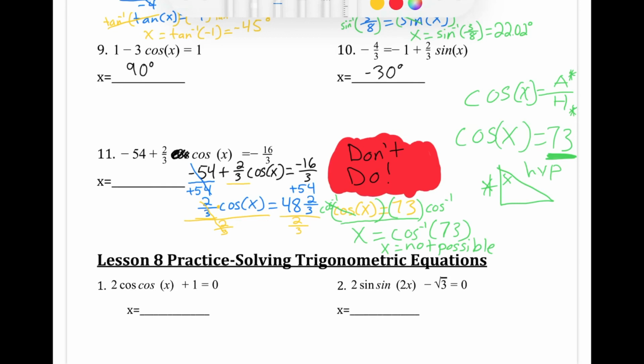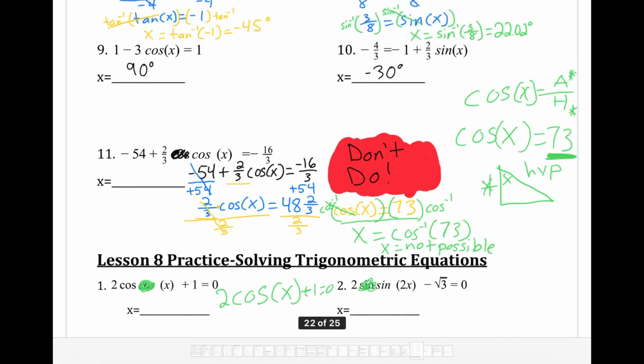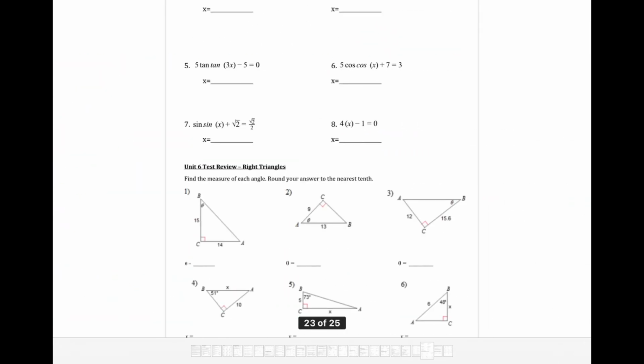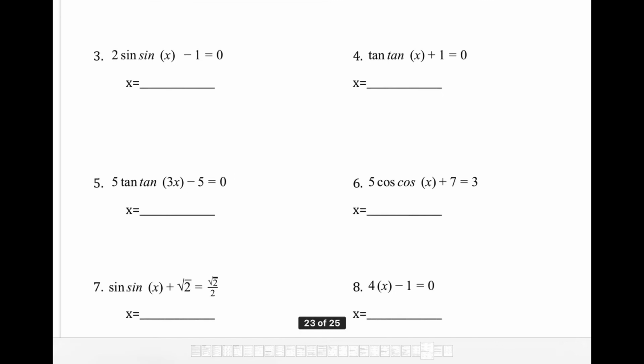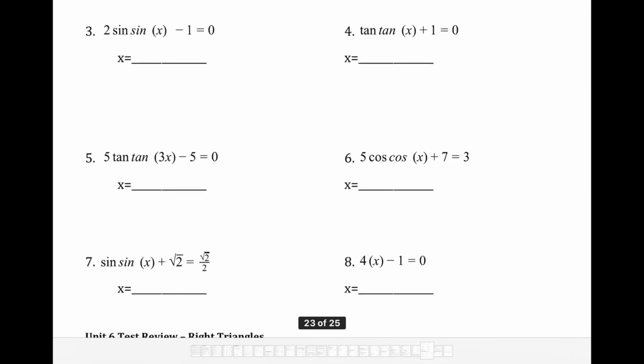So you do not have to do number 12, but you will need to do some of these practice problems in the packet. Every single one that has a double trig function, just ignore one of them. So if you need to rewrite it, you can, as 2 times cosine of x plus 1 equals 0 for number 1, and one of the sines for number 2. And I thought I fixed some of these, but I guess I didn't. Yep, all of these that have 2 of them, just ignore one of them.